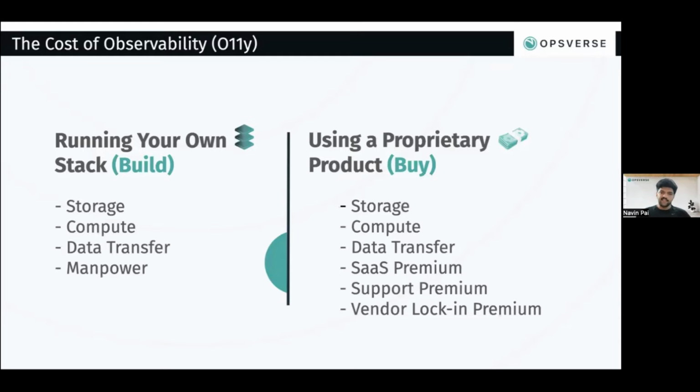But then there are other things that you pay for as well with any proprietary tool, right? You will obviously be paying a SaaS premium, which is a premium that you're paying because it's a completely managed service. In many cases, we have seen that most proprietary tools will try to get you to sign up for a support package as well, which means you're paying a support premium as well. And the third thing, which is very, very interesting, is also a vendor lock-in premium, right?